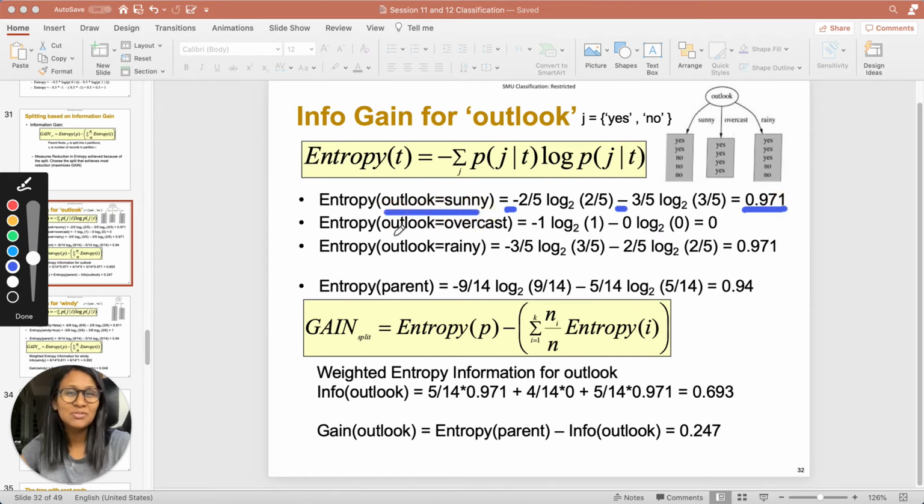You do the same thing for outlook equal to overcast. As you can guess, this is 0 because there is 0 impurity in outlook equal to overcast. All the observations belong to the yes class. Similarly, we calculate the entropy of outlook equal to rainy, which turns out to be this. Now what we have to do is we have to combine the entropy to finally come to our formula.